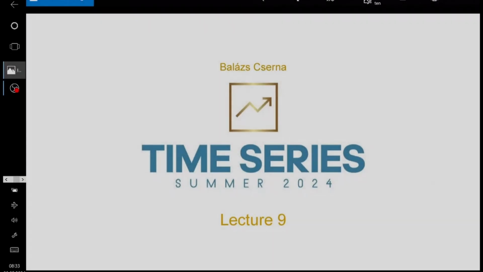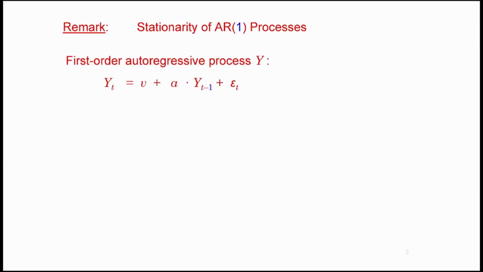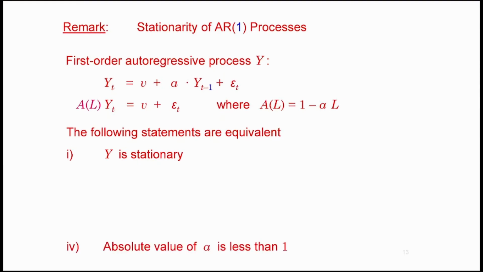Yeah, all right guys, so this is going to be lecture 9, and first off we're going to talk about stationarity again. If we consider the first order autoregressive process, I'm kind of repeating what we have done last time. It is going to be stationary. This is basically the notation with the lag polynomials. The lag polynomial is simply 1 minus AL, and the following statements are equivalent. The process is stationary, and this means if and only if, and that's what you also heard, the absolute value of A is less than 1. This is what we had done last week.